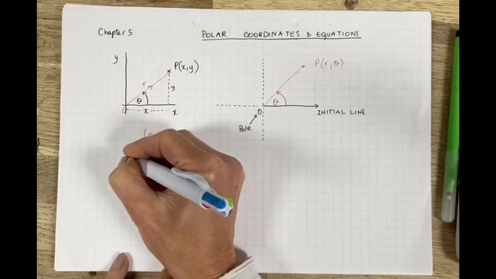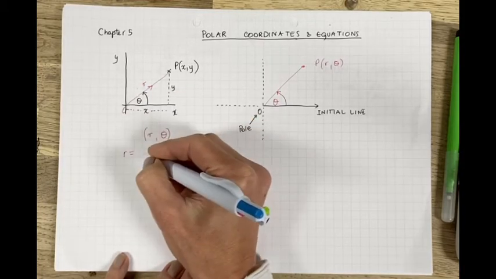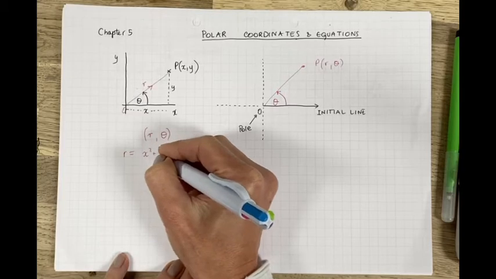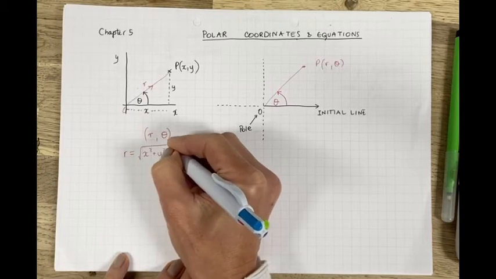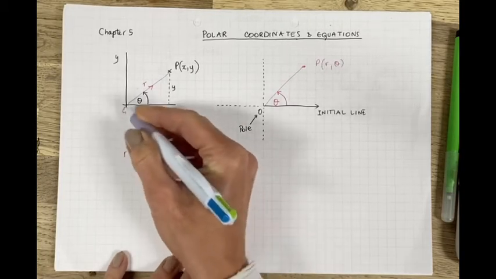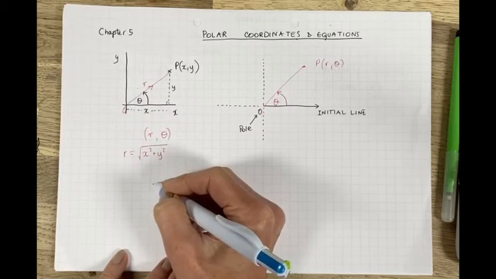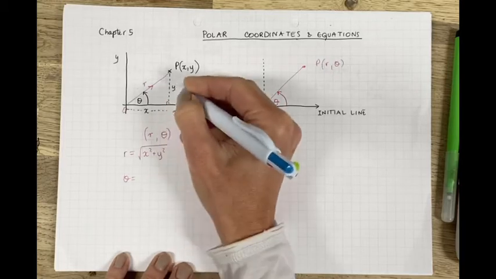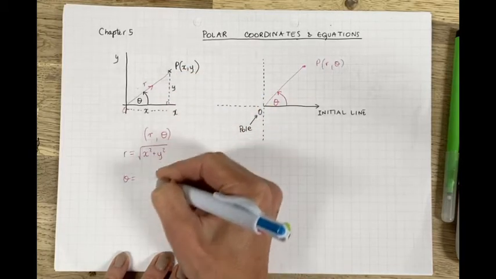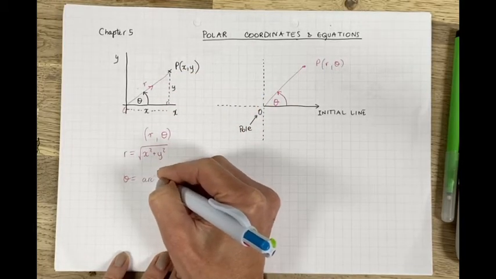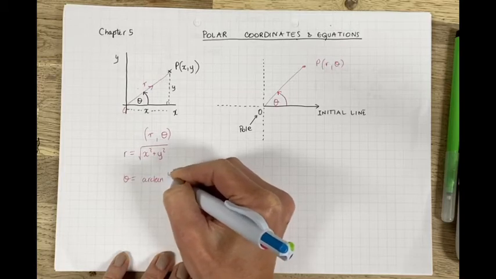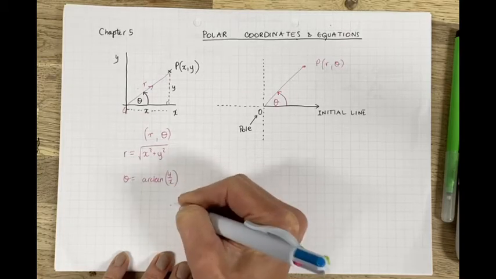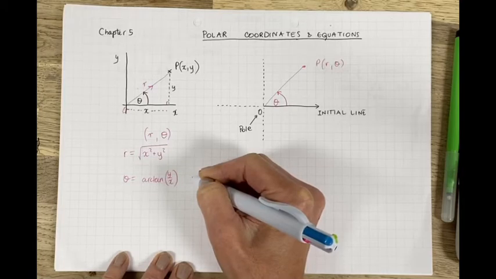What is r? r is x squared plus y squared, square rooted. I use simple Pythagoras and you get your value of r. Theta is going to be your tan inverse, or arc tan, of y over x.